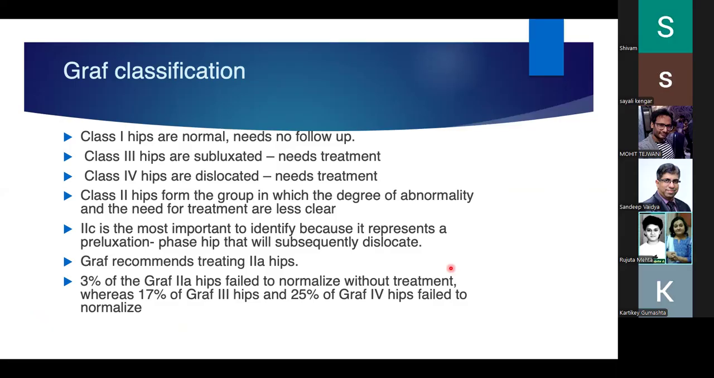Class 2 hips form a group in which the degree of abnormality and the need for treatment are less clear. 2C is the most important to identify because it represents a pre-luxation phase that will subsequently dislocate. Graf recommended treating 2A hips also. 3% of the Graf 2A hips fail to normalize without treatment, whereas 17% of the Graf 3 hips and 25% of the Graf 4 hips fail to normalize.